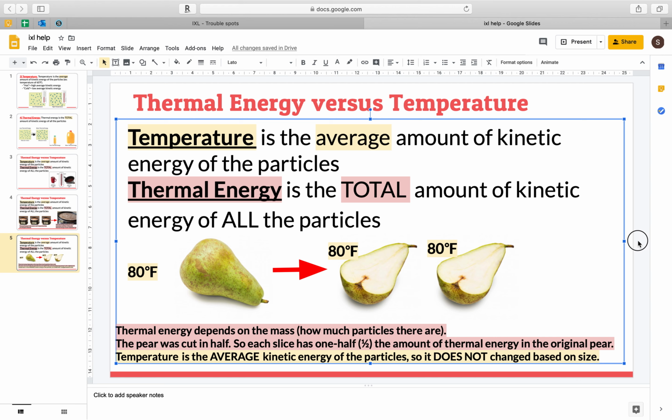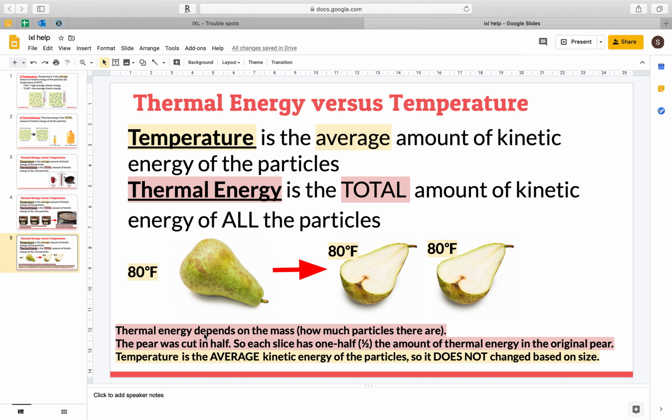However, since you cut it in half, thermal energy depends on the mass, how many particles there are. So if you cut the pear in half, now each slice is going to have 1/2 the amount of thermal energy in the original pear. Because these 2 slices have 1/2 the amount of particles as this big pear.